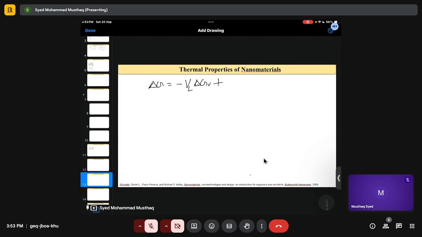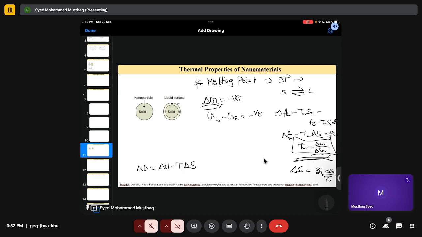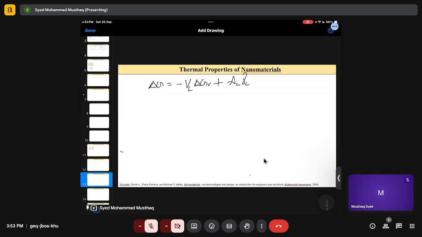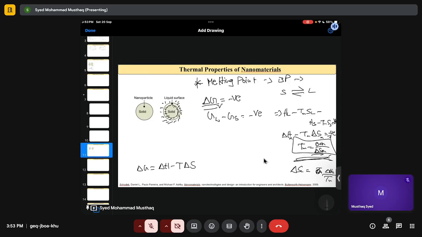Now if I take areas, the first thing that comes is the area of liquid times the surface energy of liquid. So this is my area of liquid, and there is another layer of area of liquid that is inside, but that is sticking to the solid. So that's why we call it gamma solid-liquid interface, minus this area has been lost, and a new solid surface area has been created.